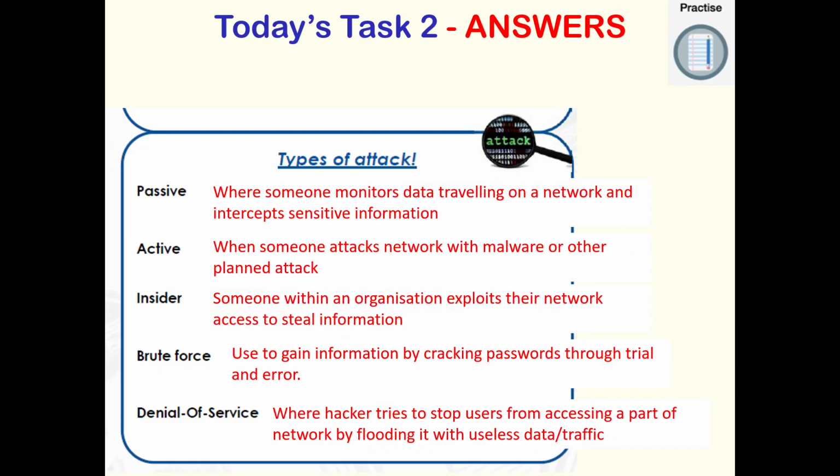Okay, if you've made notes as you go along, that's fine. If not, check on your note sheet now, the section here, types of attacks. Checking the main points there for the different types of attacks. You've got passive, active, insider, brute force, and denial of service. Do that now, please.